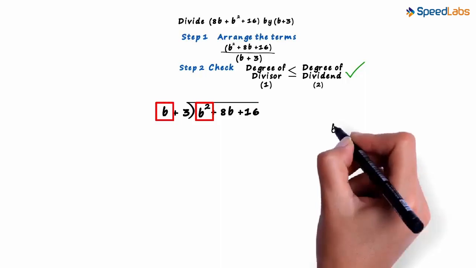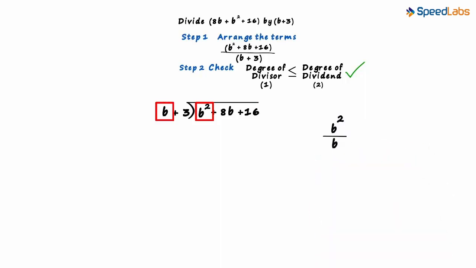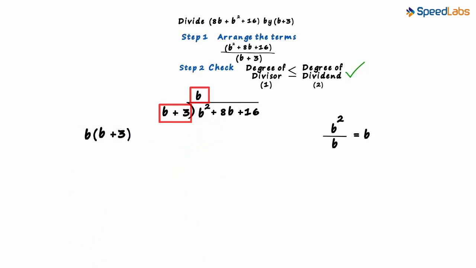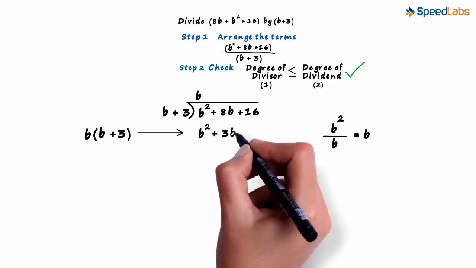So we find b squared by b. That's pretty easy. It's b. This will be the first term of the quotient. Then we write the product of this and the divisor here. It will be b multiplied by b plus 3. Using the distributive property, we write it as b squared plus 3b.